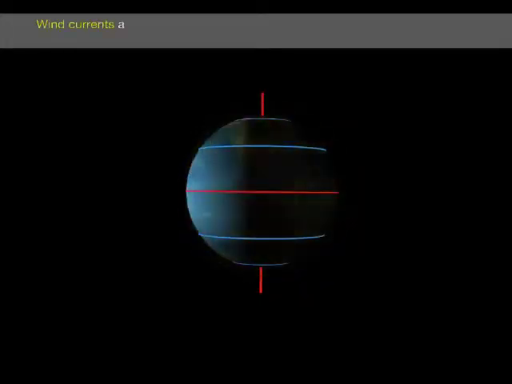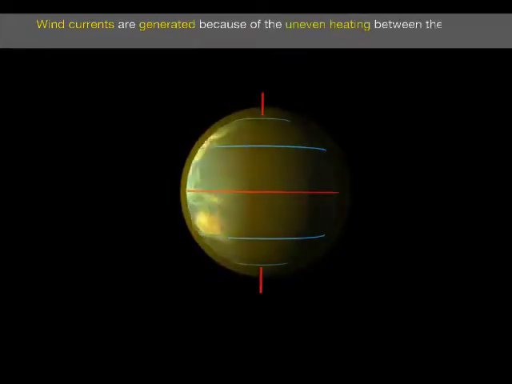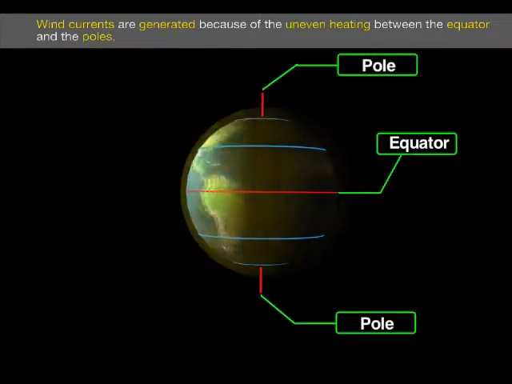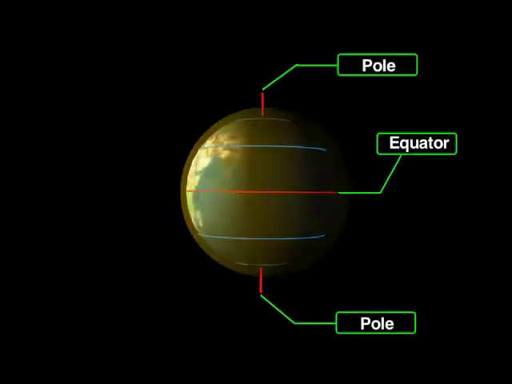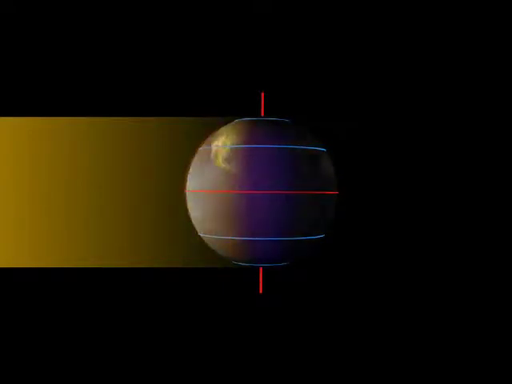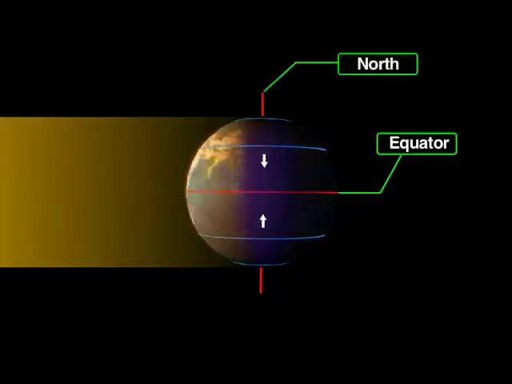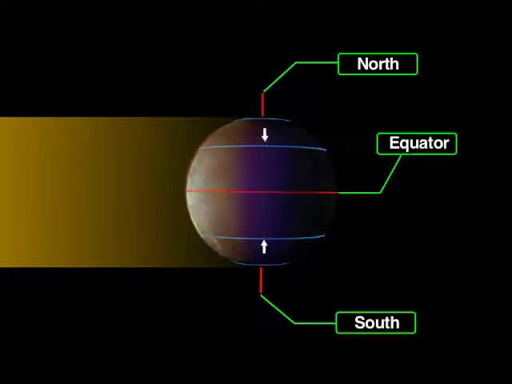Wind currents are generated because of the uneven heating between the equator and the poles. Regions close to the equator get maximum heat from the sun. The air in these regions becomes warm and rises, while the cooler air from the other side of the equator moves in. These winds blow from the north as well as from the south towards the equator.